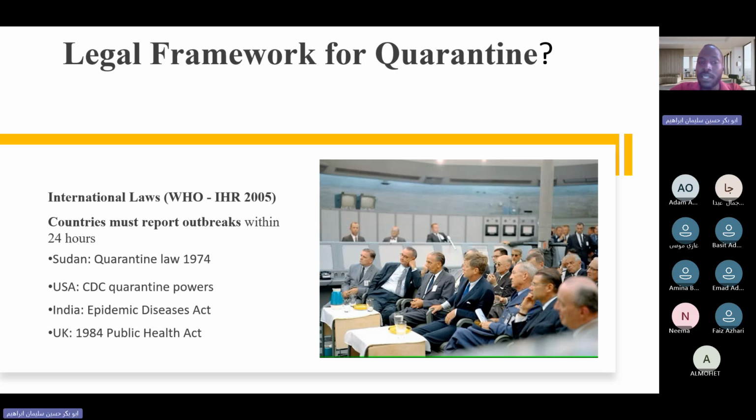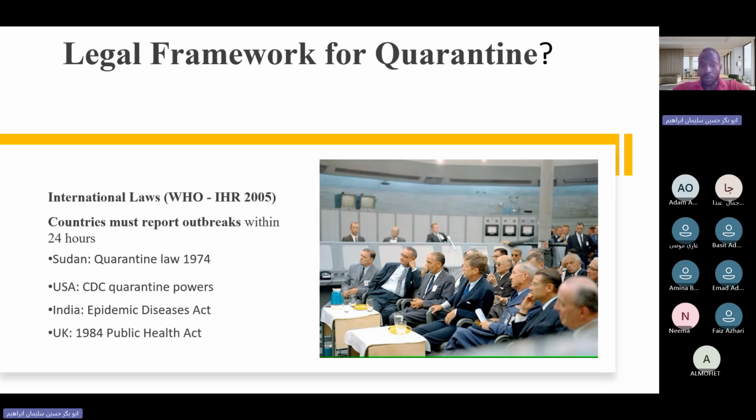Based on the International Health Regulations, many countries develop their own national regulations, and they update them based on their request or their situation. In Sudan, there is a quarantine law from 1974. This is the quarantine law in Sudan. It has many articles, and even now the country uses it in Port Sudan and along the coast in different areas.